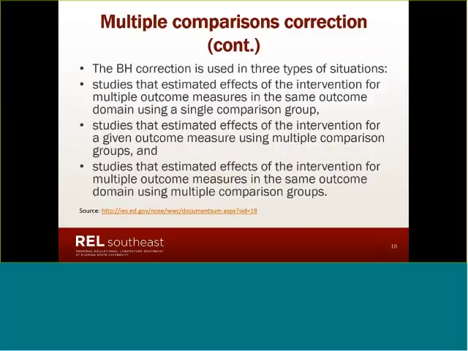So the Benjamini-Hochberg correction is used in these three situations. Studies that estimated effects of the intervention for multiple outcome measures in the same outcome domain using a single comparison group. Studies that estimated effects of the intervention for a given outcome measure using multiple comparison groups. And finally, studies that estimated effects of the intervention for multiple outcome measures in the same outcome domain using multiple comparison groups, and the authors did not report adjusting for multiple comparisons. Information on the steps to making this correction is provided in the WWC handbook. The correction is made only when there are significant findings reported. Again, it's best to consider the need to correct for multiple comparisons in your analysis plans.